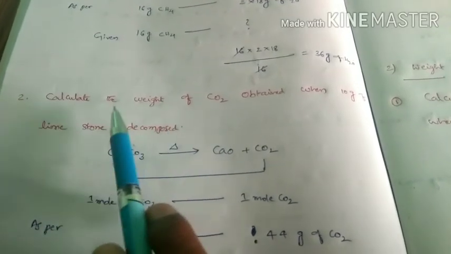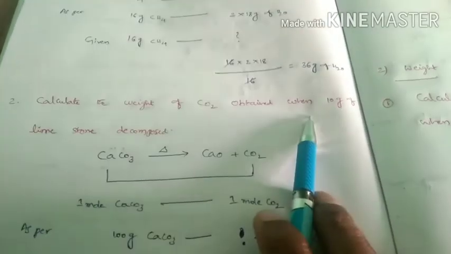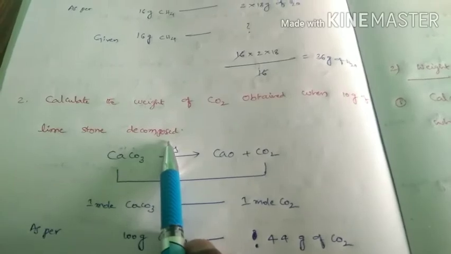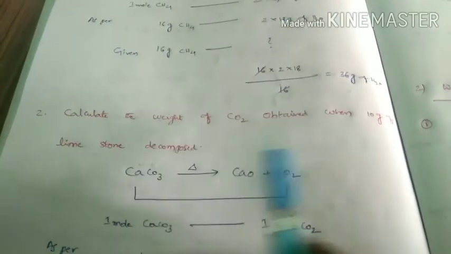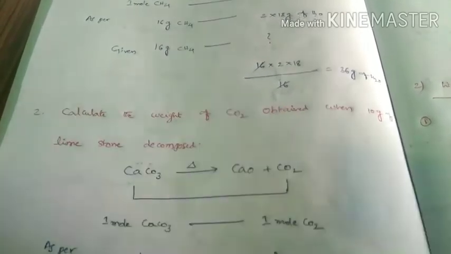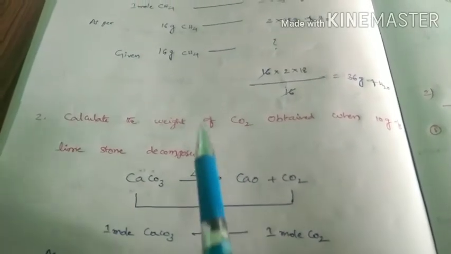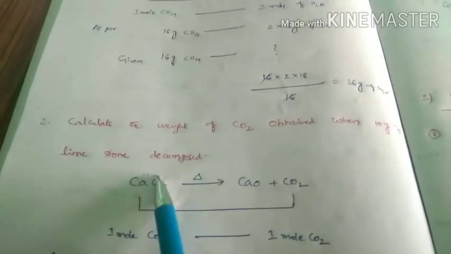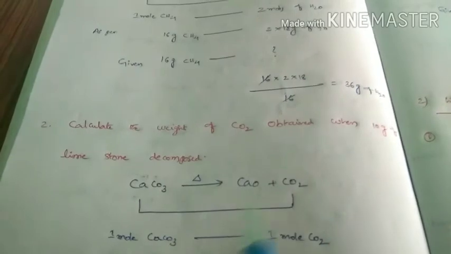Calculate the next question. What is the weight of CO2 obtained when 10 grams of limestone is decomposed? What is the question? 10 grams of limestone is given. We have to find the amount of CO2. What is given? Weight of one substance is given, weight of the other substance is to be found. So this also comes under weight calculations.